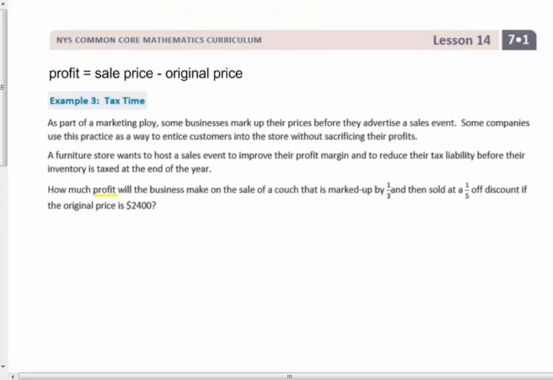So in order to understand this question, you need to know what a profit is. I did type this into the notes here. Profit is equal to the sale price a company sells something for, minus the original price. So if Raymore and Flanagan sells a couch to you, it cost them money to buy it from their manufacturing plant, and it goes over to the store. They put a price on it. You buy it, the money goes back to Raymore and Flanagan.